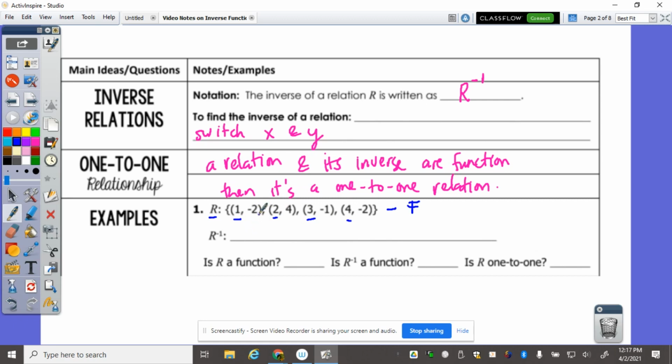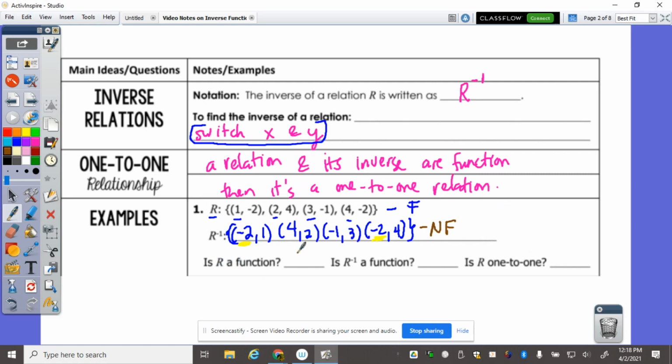But when we find the inverse, again, how do you find the inverse? We switch the x and the y. So this will now be (-2, 1), (4, 2), (-1, 3), and (-2, 4). Is this a function? The answer is no, because I have -2 here and a -2 here for the first coordinate, and that means this one is not a function. So therefore the relation and the inverse that we found are not a one-to-one relation.